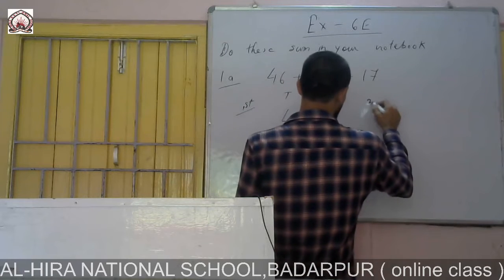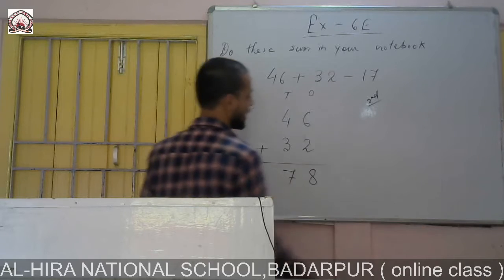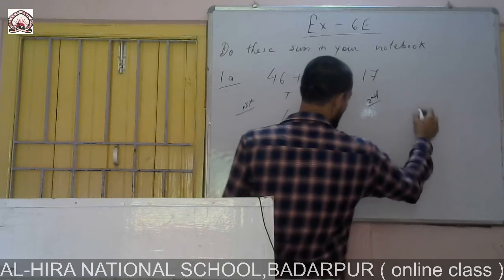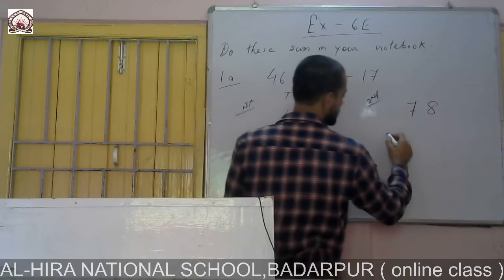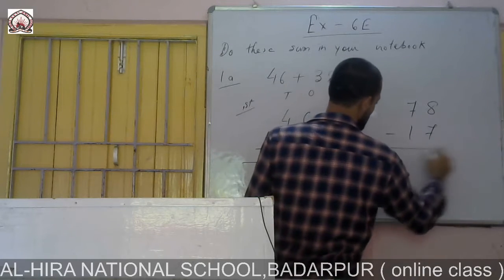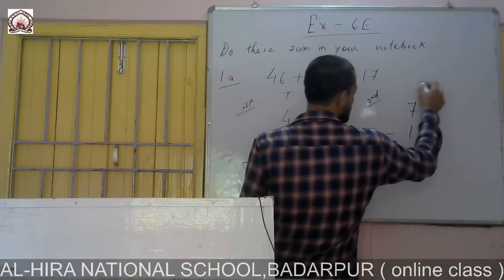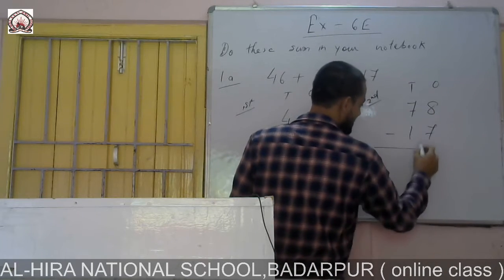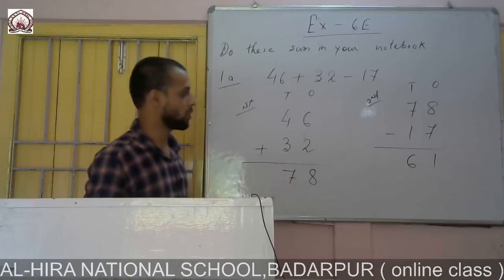The second part, what we have to do? We have to subtract this 17 from this 78. Okay. So here we have to write 78. Then minus 17. So 8 minus 7 equals to what? This is the ones, this is the tens. 8 minus 7 equal to 1, 7 minus 1 equal to 6. The answer is 61. Okay.